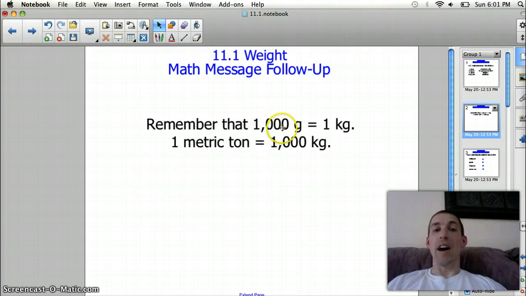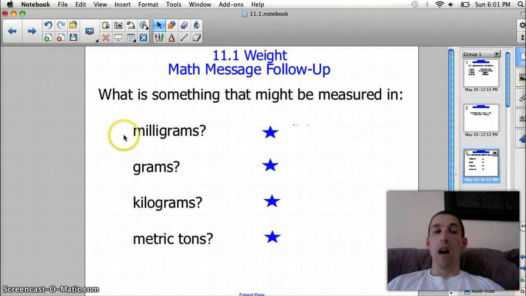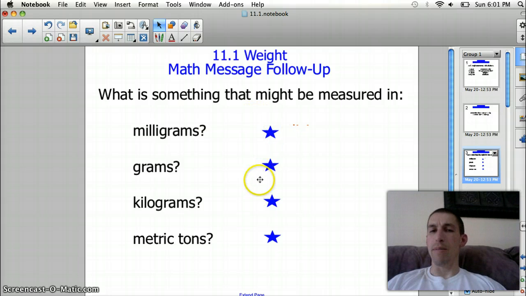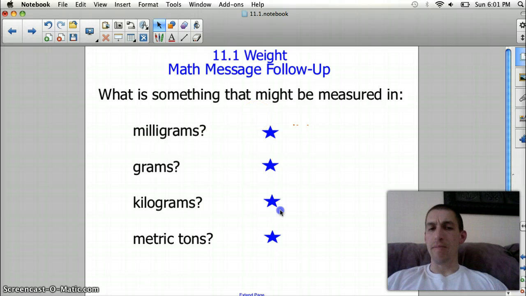Now, remember that 1,000 grams is 1 kilogram, and that a metric ton is 1,000 kilograms. So that's pretty big. 1,000 textbooks would be a pretty heavy load. What's something you think you'd find in milligrams or grams or kilograms or metric tons? Think about it for a second.